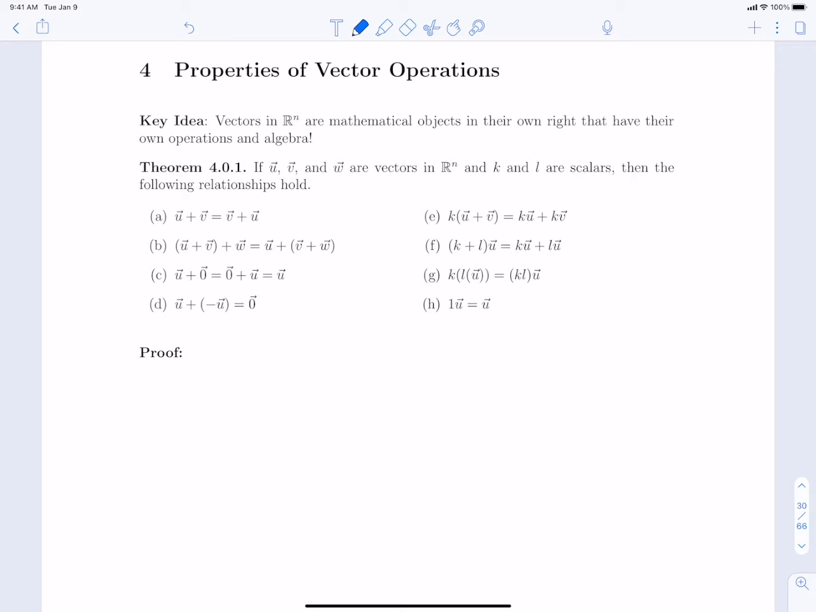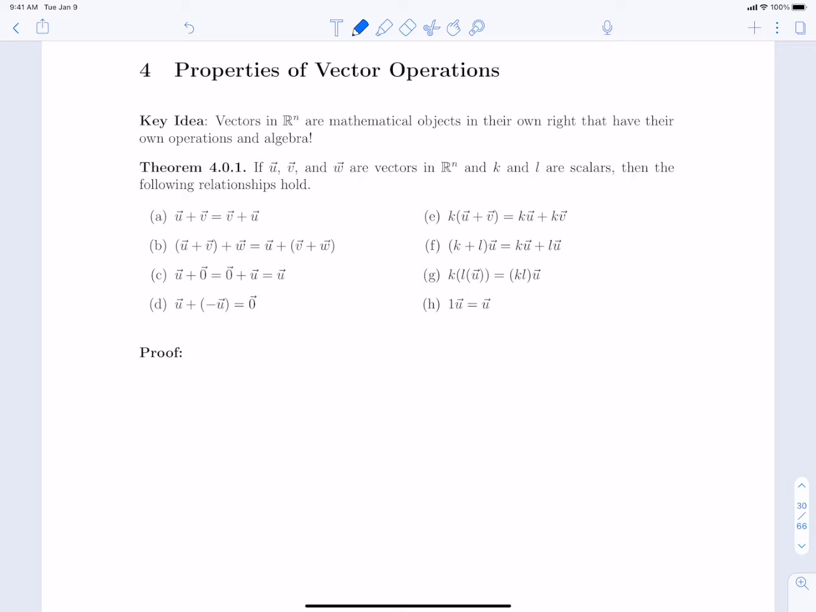We've already teased the idea of needing to prove things in linear algebra here in our course, and we're actually going to go into that in a bit more detail right now.